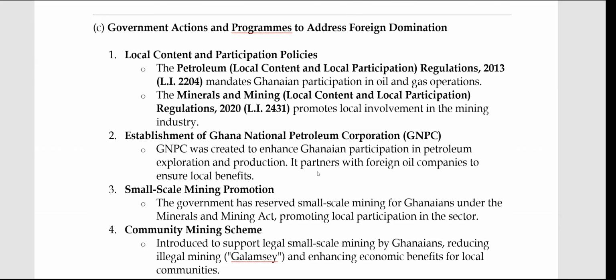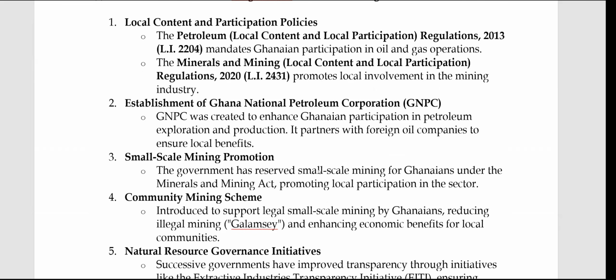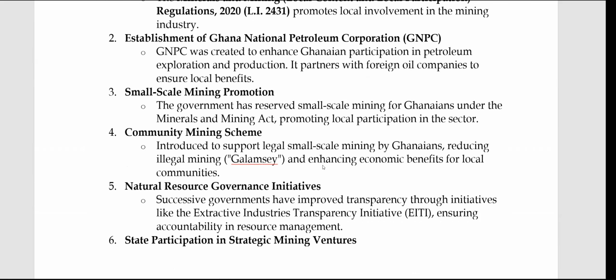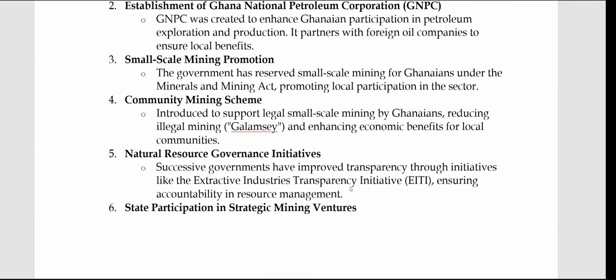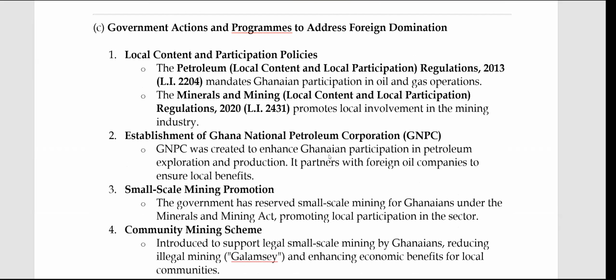Now there's community mining scheme introduced to support legal small-scale mining by Ghanaians, reducing galamsey. Natural resource governance initiatives, licensing regime, all the things we said, right? State participation in strategic mining ventures, and even sometimes government of Ghana has a joint partnership in all petroleum and mineral operation. 10% carried interest, 15% carried interest. It's a way to check this.